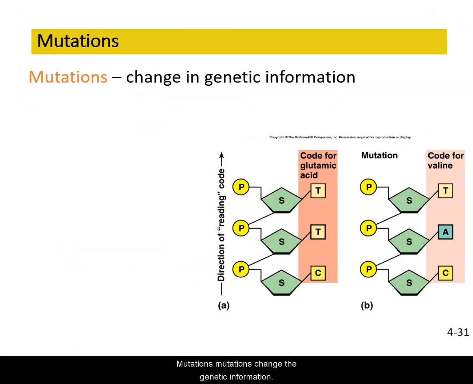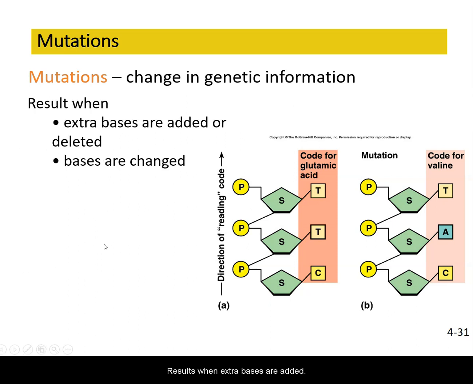Mutations. Mutations change the genetic information. One result is when extra bases are added. So if a codon is a sequence of 3 of these bases and you stick in an extra base, it's going to throw all of them off. The bases are changed, and it could code for a different protein than what's needed, or it may not be able to code for a protein at all.